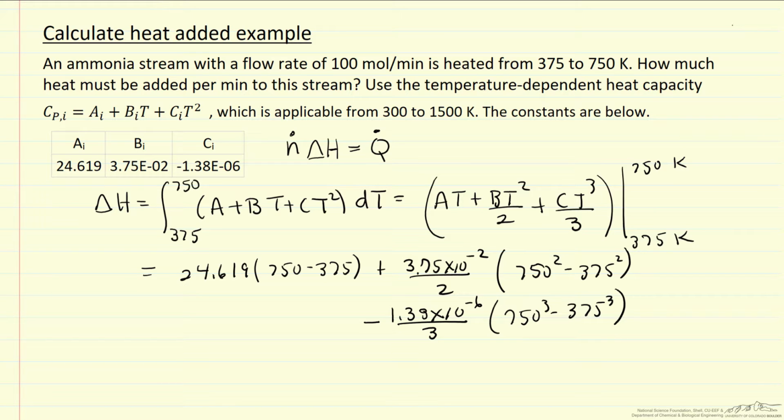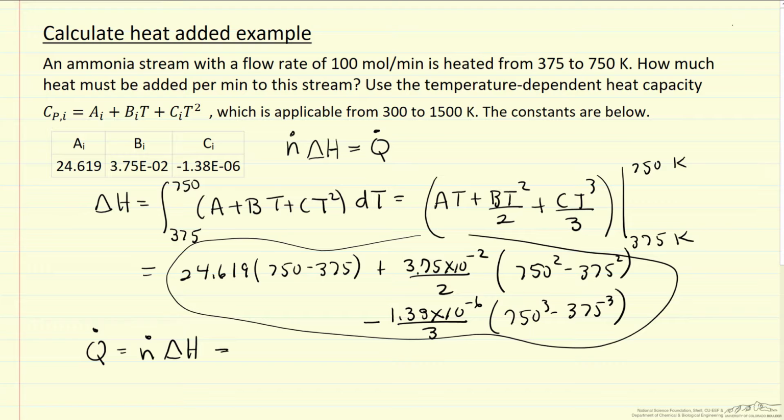So then to get Q dot, heat's being added, as we said, N dot times delta H. Delta H is all of this. N dot is 100 moles per minute. Delta H here, I'm not going to rewrite those numbers. And then I'm going to do a conversion from joules to kilojoules. The heat capacity is in joules per mole per Kelvin. So C_P, it's important, is in joules per mole Kelvin.